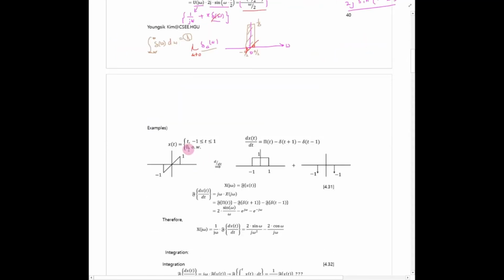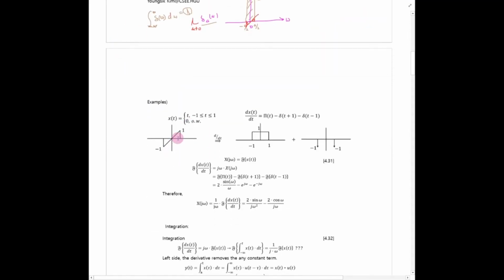Next example looks like this kind of ramp signal. The x(t) is defined as follows: if t is between -1 and 1, then it's changing from -1 to 1, so the slope is 1, and at other times it's always 0. So it follows this kind of curve: 0, a step down, then an increase with slope 1, and a step down and 0. So we would like to find the Fourier transform of this one by use of the differentiation property. By taking the time derivative of this function, we get these shapes.